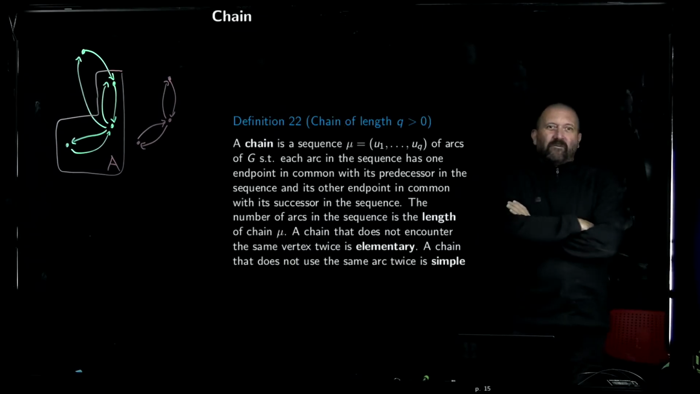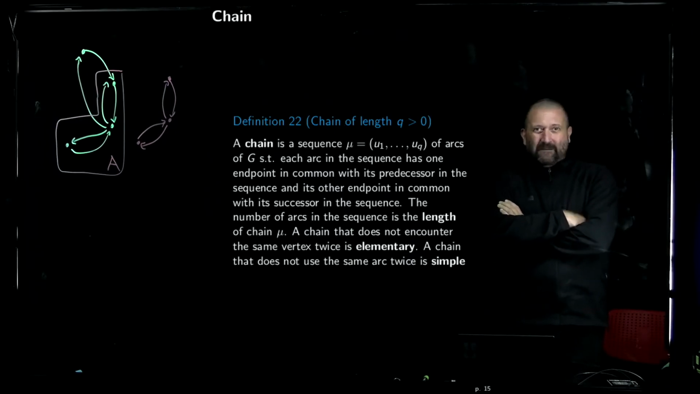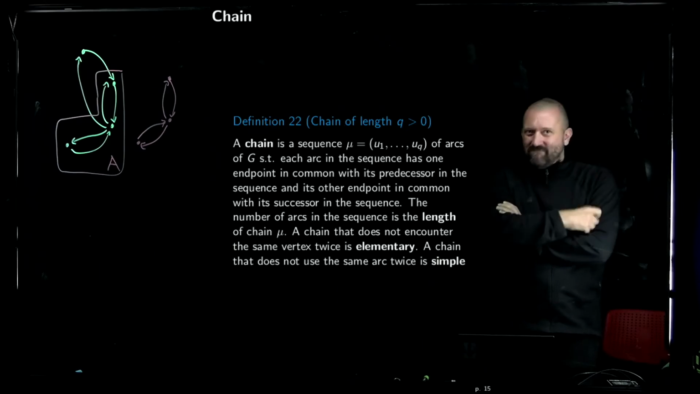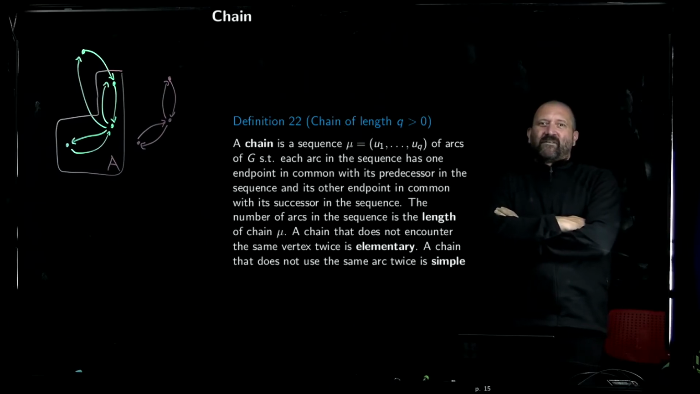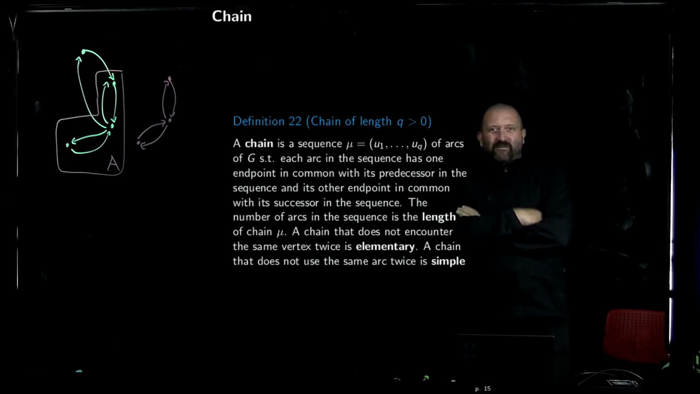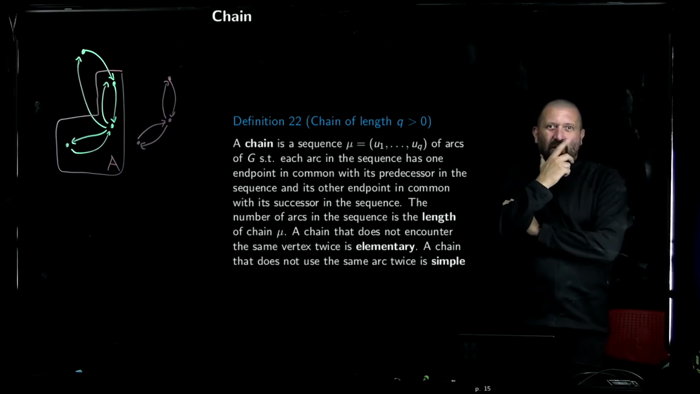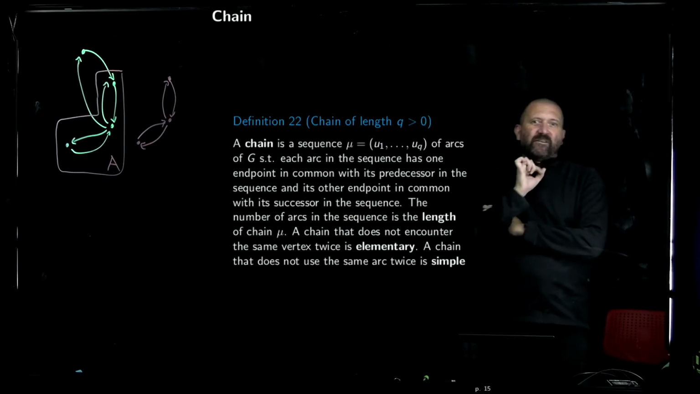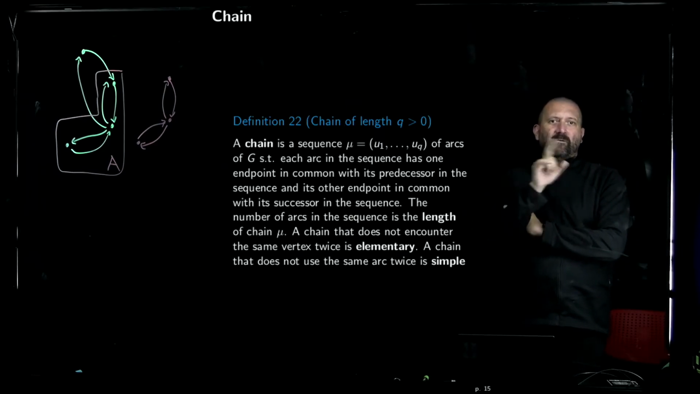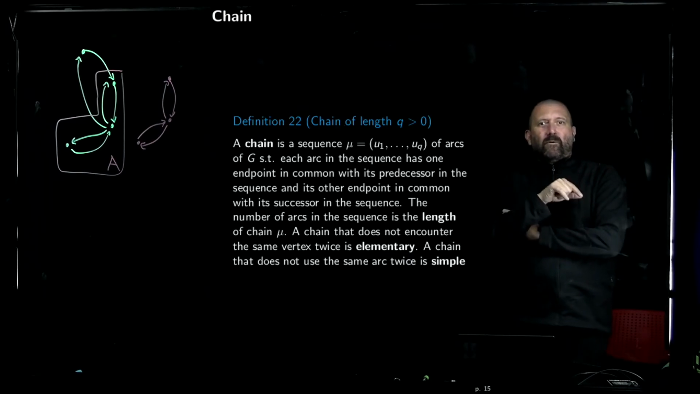Okay, so now we start on something that is extremely important in graph theory, and that is going to be very important for us in the analysis of whatever data we end up looking at. It's chains, cycles, paths, and this type of thing. So let's start with chain. A chain is a sequence of arcs, such that each arc in the sequence has one endpoint in common with the predecessor in the sequence, and the other endpoint in common with a successor in the sequence.